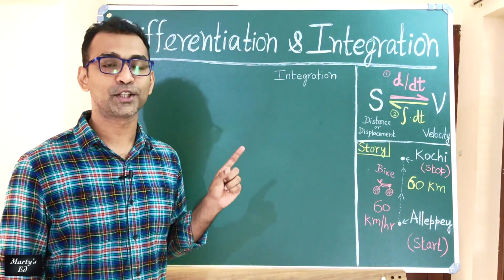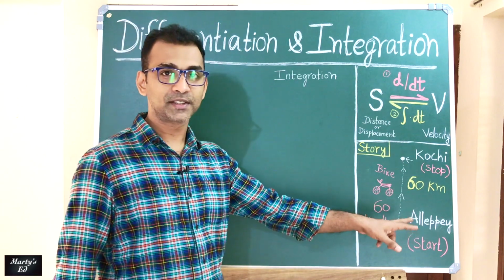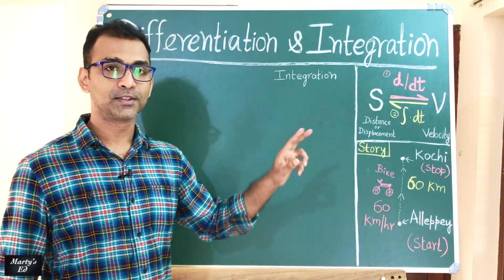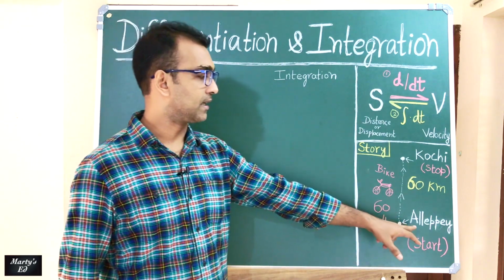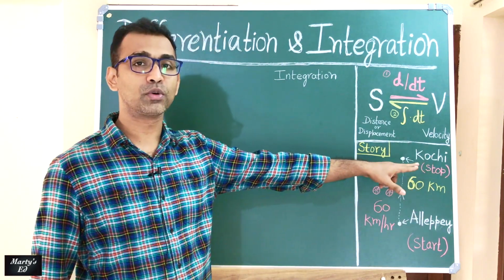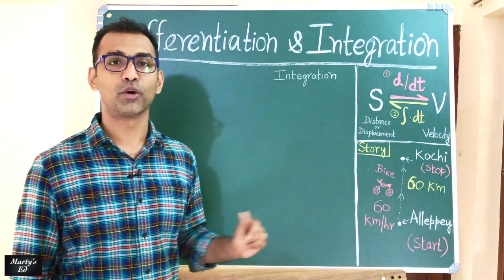We'll see integration through a small story. The story is like this. I work in a city called Alleppey. The city is in Kerala, in India, and I need to travel to my hometown, which is in Kochi. The distance between Alleppey and Kochi is 60 kilometers.